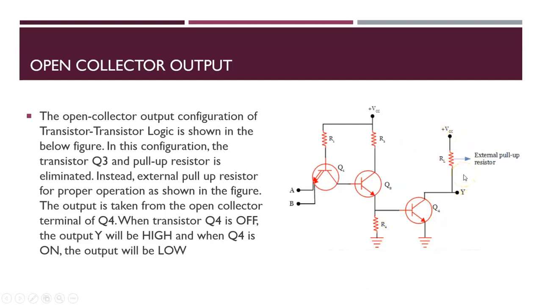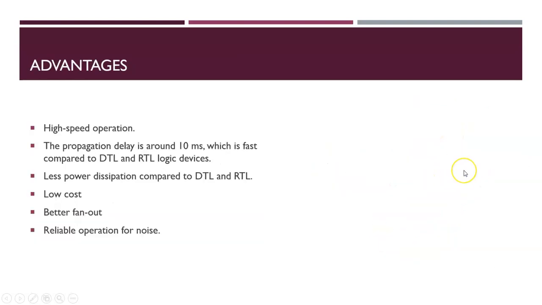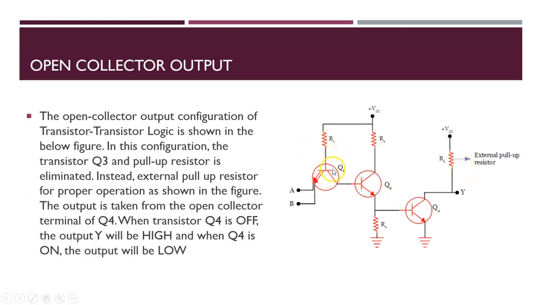In this configuration, the collector is open. The output is taken from the open collector of the output transistor. So this doesn't have the pull-up circuit which is there in your totem pole configuration. This circuit is removed and the output is directly taken open. When you go for this one, it is the same thing. When the transistor is on, then Q2 is on, Q4 is also on, and the output is equal to the saturation voltage.